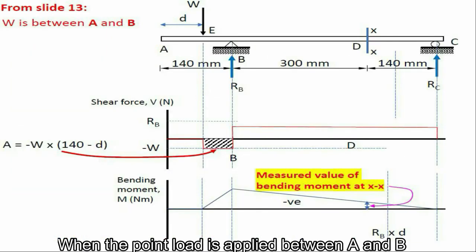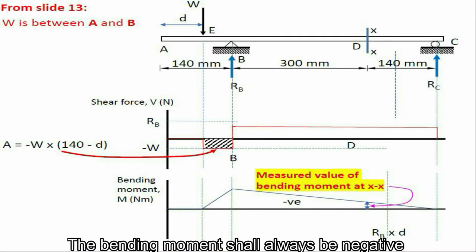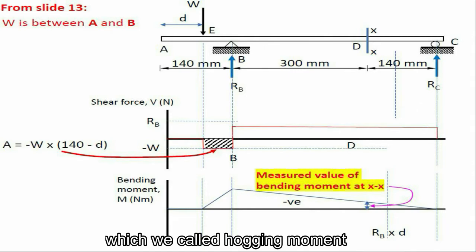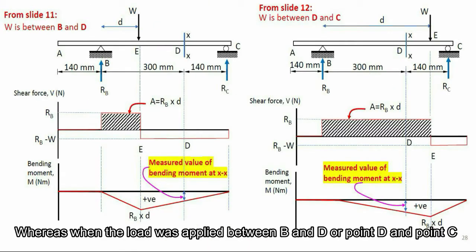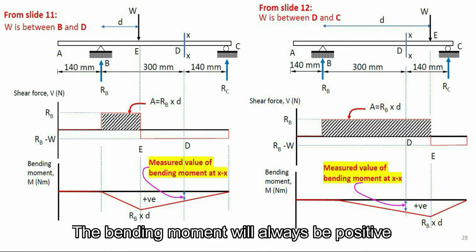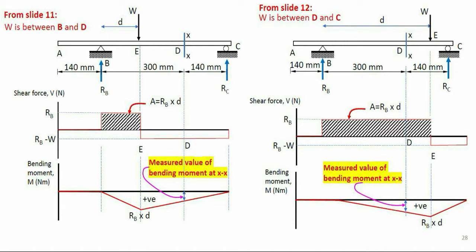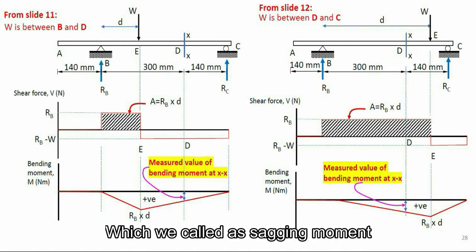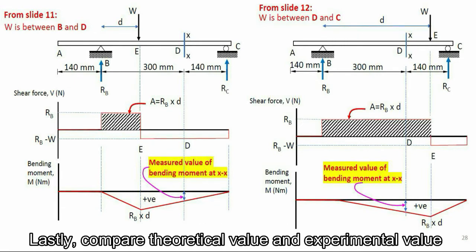When the point load is applied between A and B, the bending moment shall always be negative, which we call hogging moment. Whereas when the load is applied between B and C, or between point D and point C, the bending moment will always be positive, which we call sagging moment. Lastly, compare the theoretical value and experimental value.